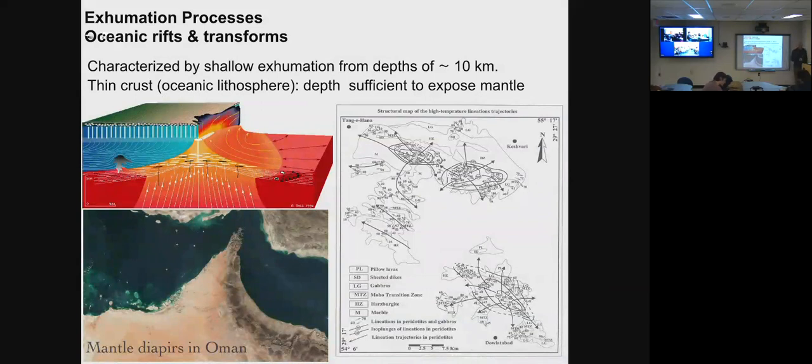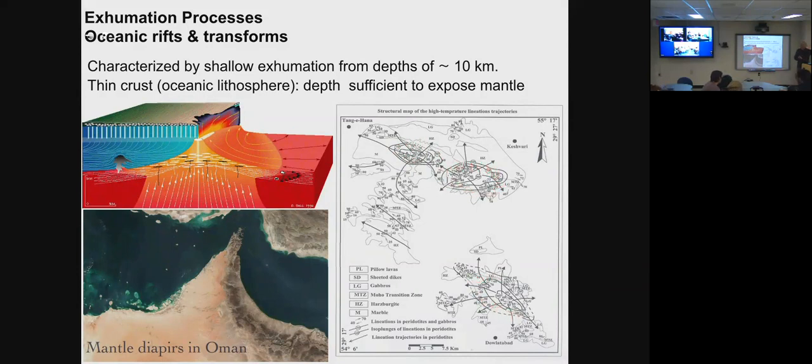we can produce oceanic core complexes along spreading ridges. What's being exhumed in this scenario, especially near the spreading ridge, are essentially upper mantle rocks that are coming in very close to the surface. This map here is a map from the Oman ophiolite. And what you're seeing here are domal structures in the ultramafic rocks.